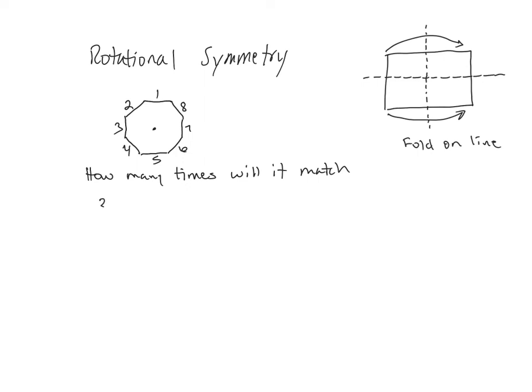So if I do that, 360 divided by 8 is 45 degrees. So an octagon will match every 45 degrees. So 45 degrees, 90 degrees, 135 degrees, 180 degrees, and you could keep adding 45. But most of the time the book just stops at 180. I'll talk about why that is in just a second.